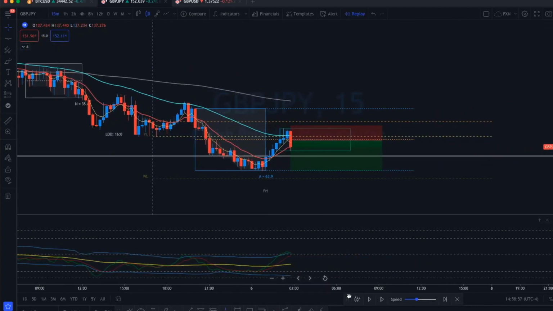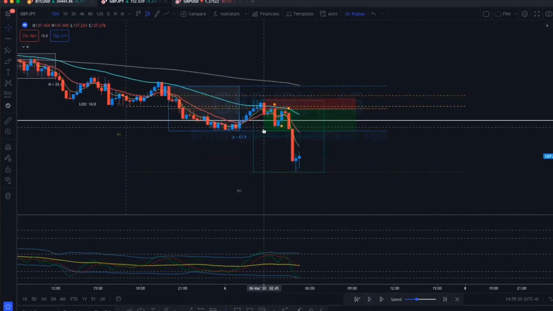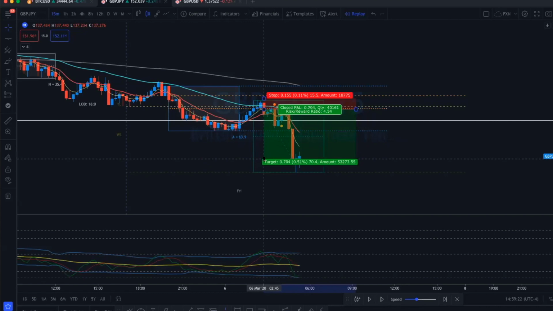All right, let's play this out, see what happens. There's your pullback. So that actually went down like 70 freaking pips. Actually more like 89 pips. So that turned from a 2-to-1 to like damn near 5-to-1.